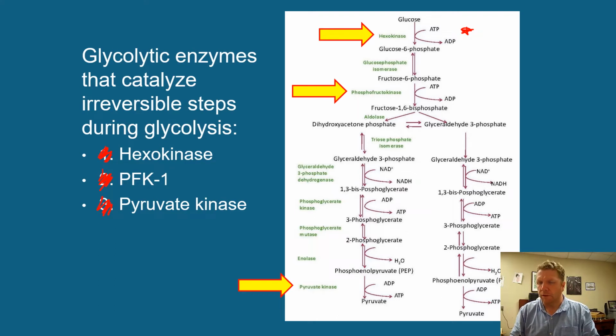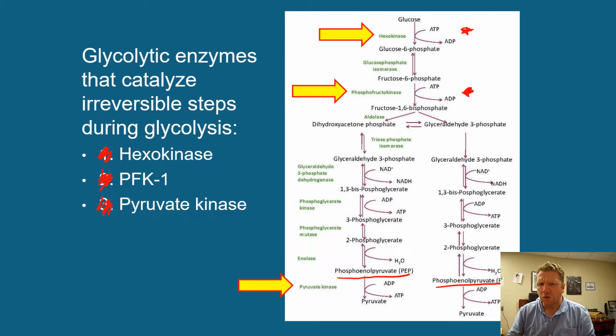So we've got a phosphorylation event that happens here. Phosphofructokinase is another kinase that is going to, again, phosphorylate a molecule. It's going to take fructose 6-phosphate and make fructose 1,6-bisphosphate. Pyruvate kinase is our last enzyme in this whole pathway, and that's going to take phosphoenolpyruvate, PEP, in these 2 different steps, and it's going to transfer a phosphate group from PEP onto ADP.